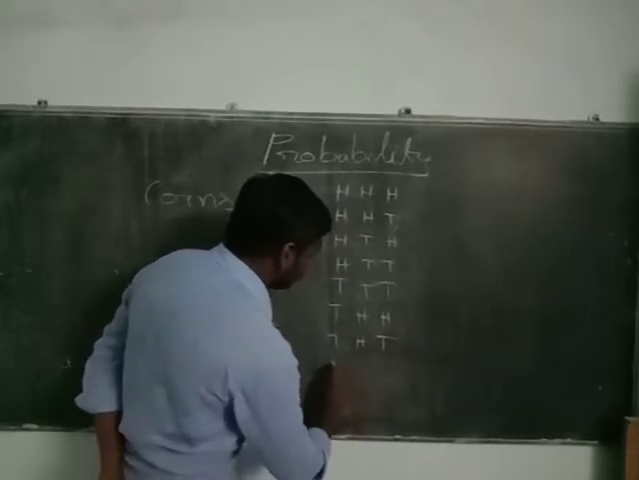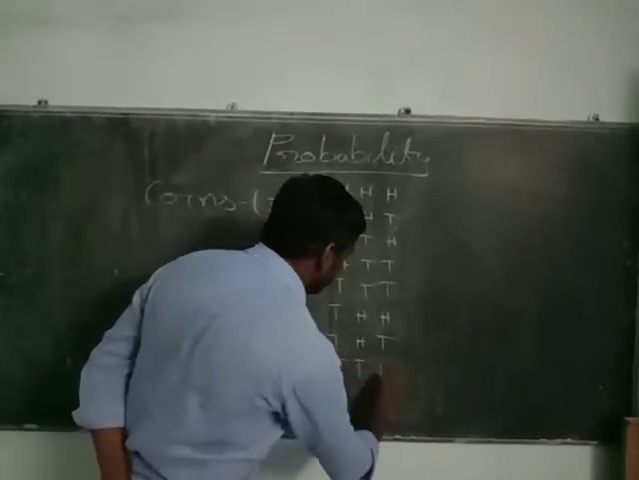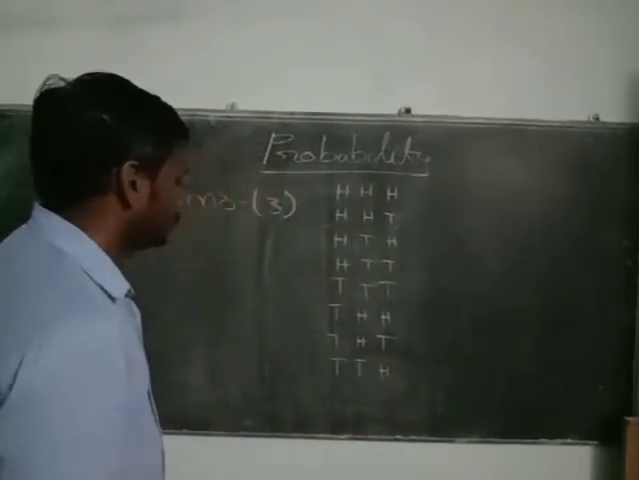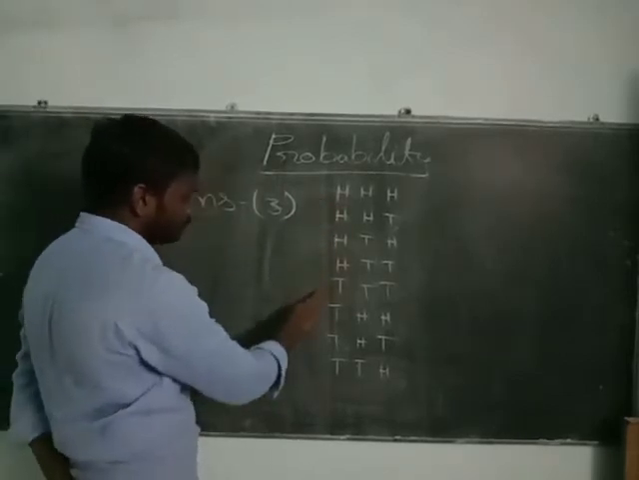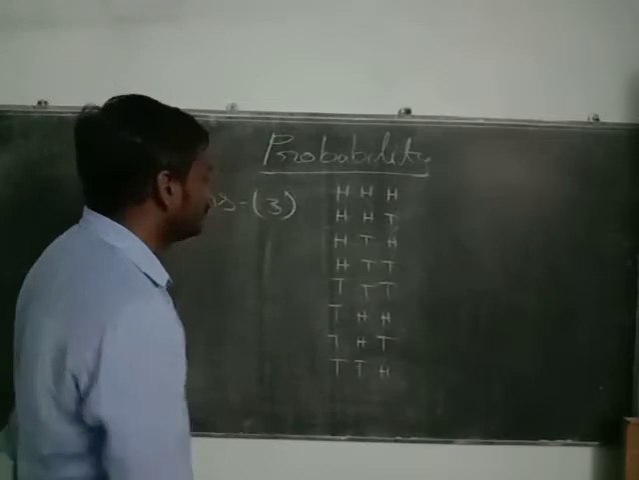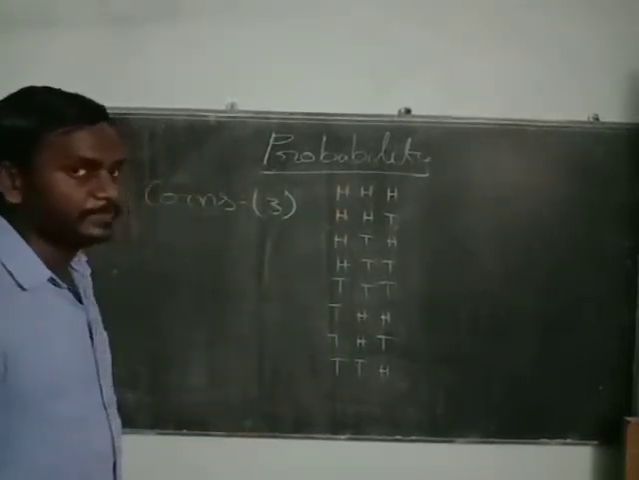Next one, tail, tail and head. And what do I get? I have got 1, 2, 3, 4, 5, 6, 7, 8. So there will be 8 types of outcomes.